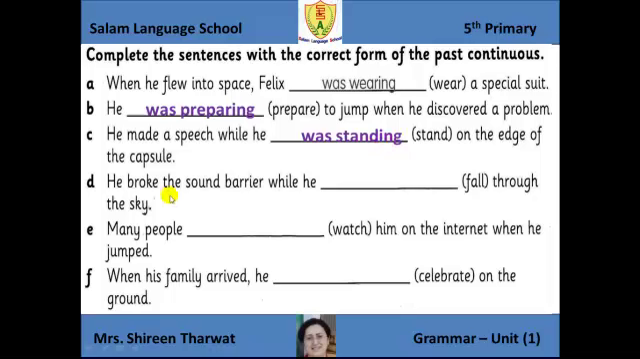D. He broke the sound barrier while he, yes, we will put past continuous, so we will put was falling through the sky. Sentence E. Many people, yes, were watching him on the internet when he jumped. Here is the first action in the past continuous, and after when we will put the past simple because it's the second action which interrupted the first action.